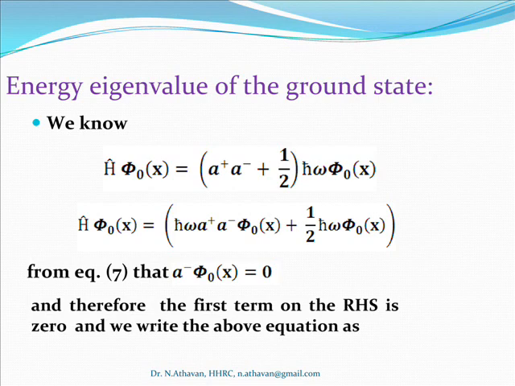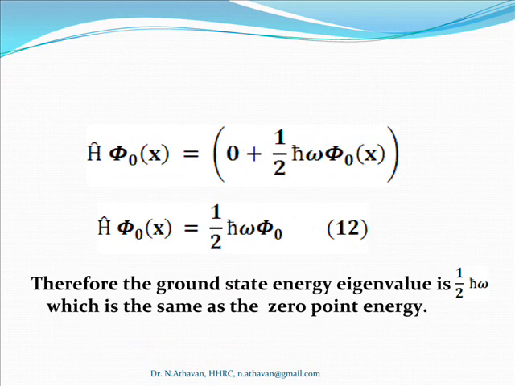The first term on the RHS is 0 because if a- operates on φ0, then we will get 0. Therefore, we write the above equation as H into φ0 of x, which is equal to half ħω into φ0. Therefore, the ground state energy eigenvalue is half ħω, which is nothing but the same zero point energy we obtained using the Schrodinger formulation. Our job is only half done.